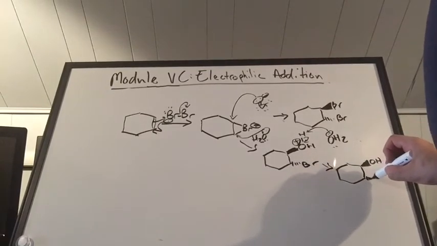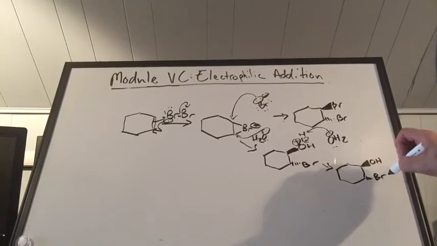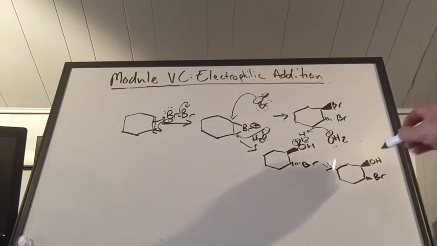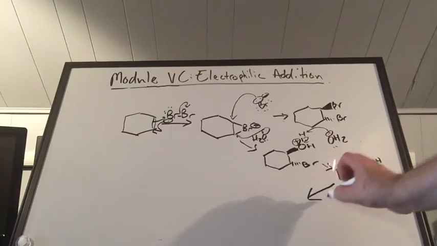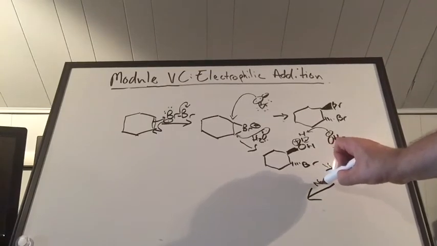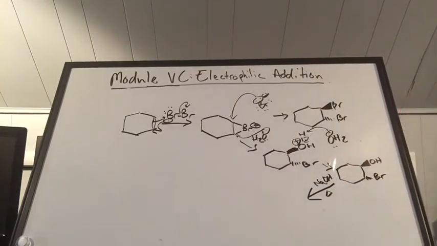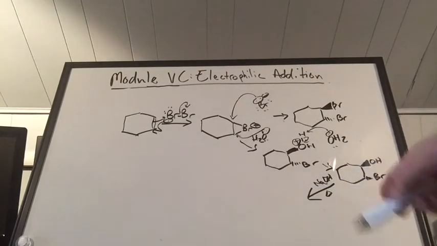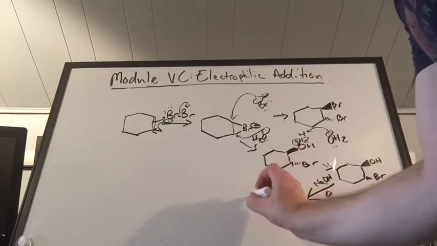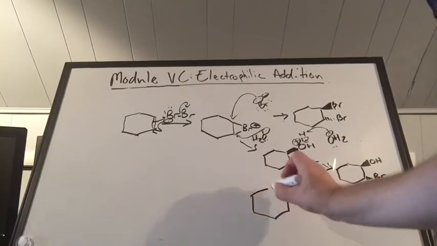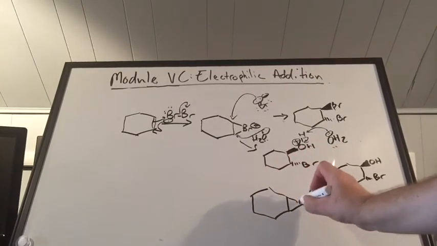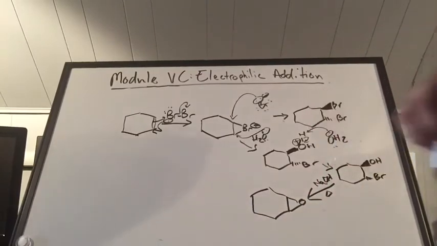Again, it's going to be anti-addition. Okay. Now, if you treated this with base and heat, it's going to self-react. You're going to get an epoxide, if you recall, from a halohydrin intermediate.